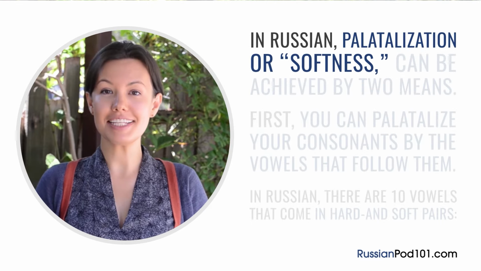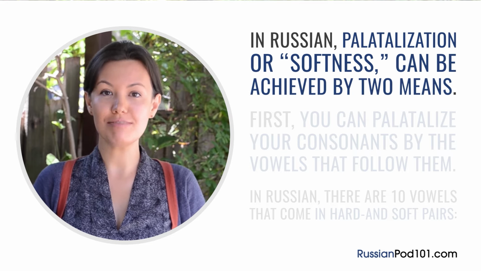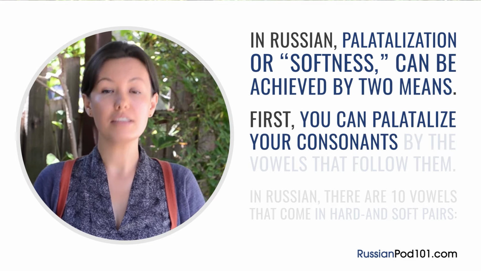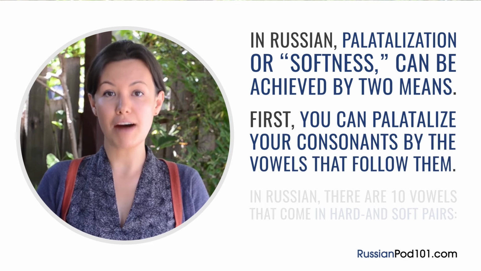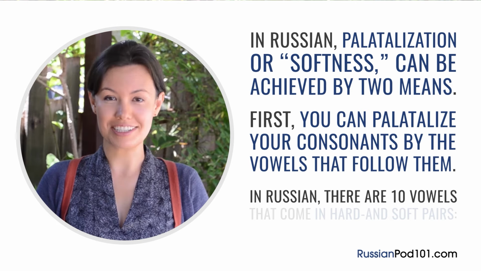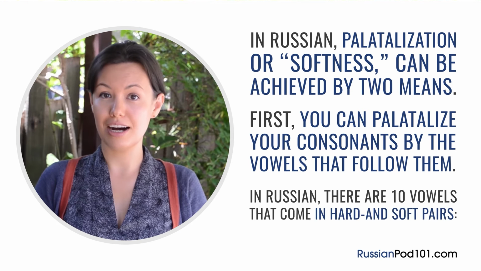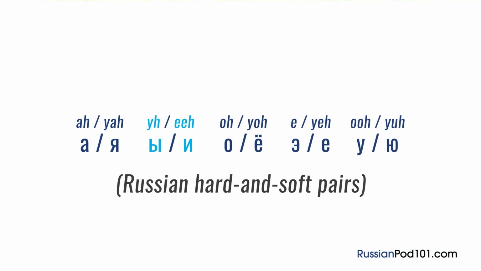In Russian, palatalization or softness can be achieved by two means. First, you can palatalize your consonants by the vowels that follow them. In Russian, there are 10 vowels that come in hard and soft pairs. A, ya, I, O, yo, ye, U, you. So the soft vowels are ya, I, you, yo, ye, and the hard vowels are a, I, U, O, E.